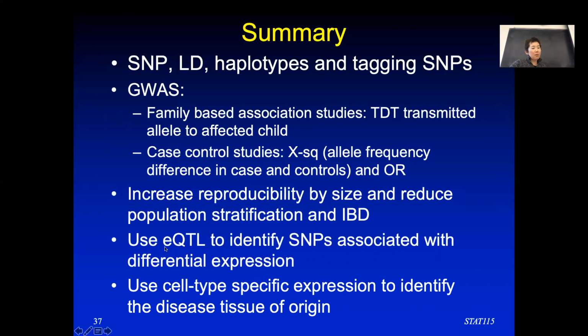And so now people are also doing these eQTL studies in human. Early on it was in mouse, but now you can also do it in big populations to identify SNPs associated with differential gene expression. And they can also use the cell type specific gene expression to identify disease tissue of origin.